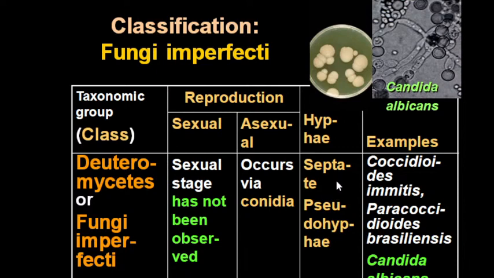The hyphae in some of them that are molds may be septated, and in yeast, pseudohyphae can be produced. And here you can see pathogenic examples that may cause very severe diseases. We will take a look at them later on.